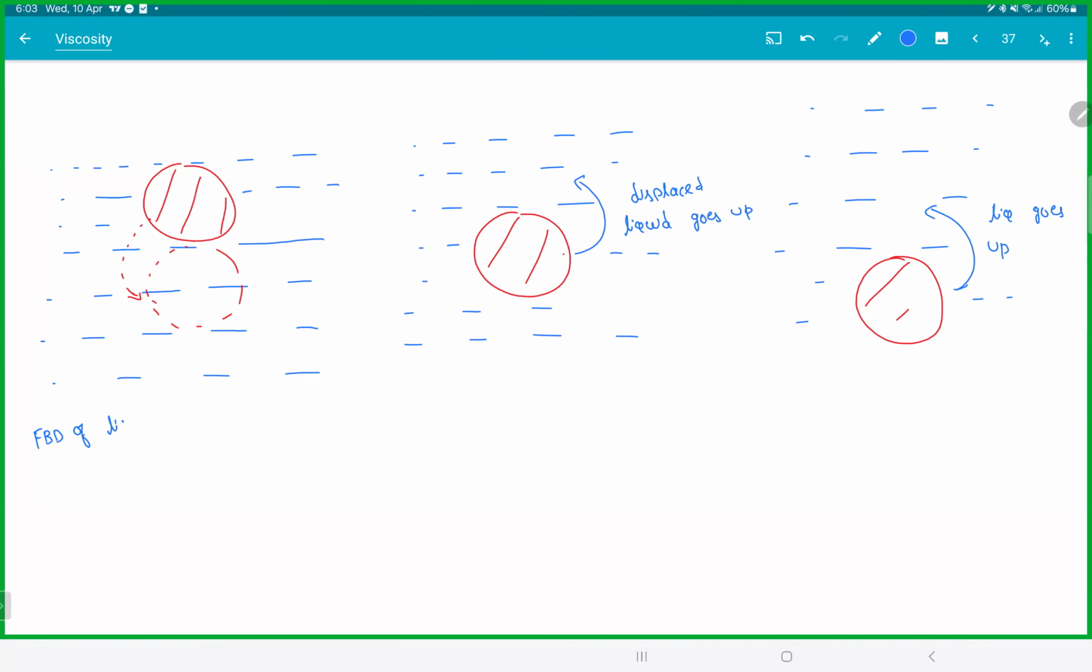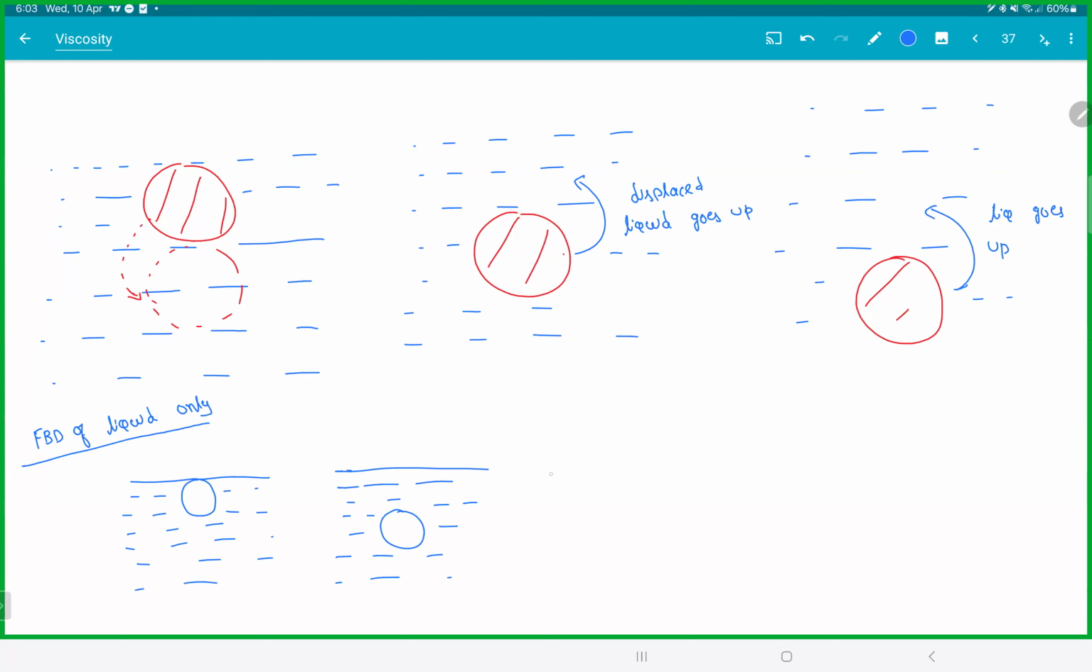See, liquid only. Initially, the cavity is here. After some time, the cavity is here. If you just remove the ball and draw the liquid, after some time, the cavity is here.